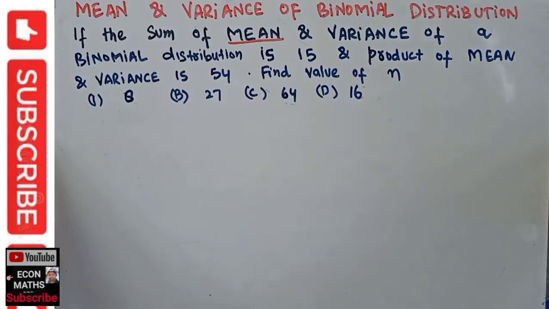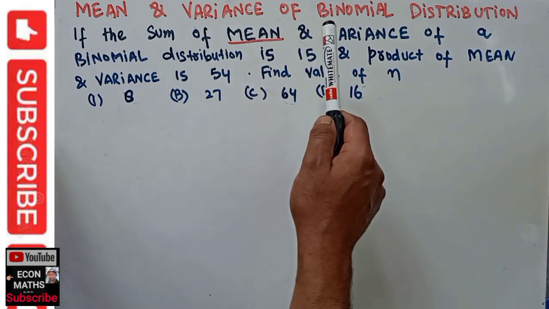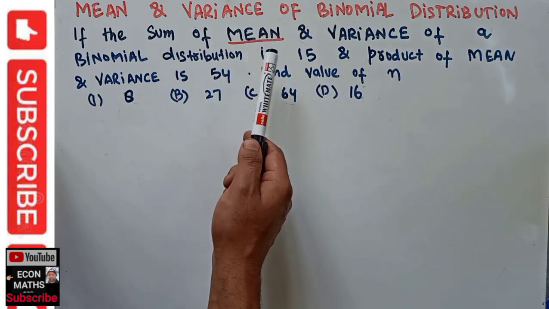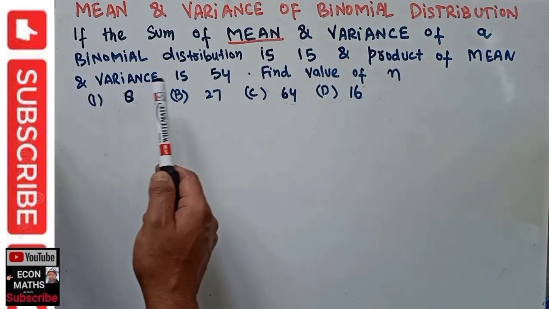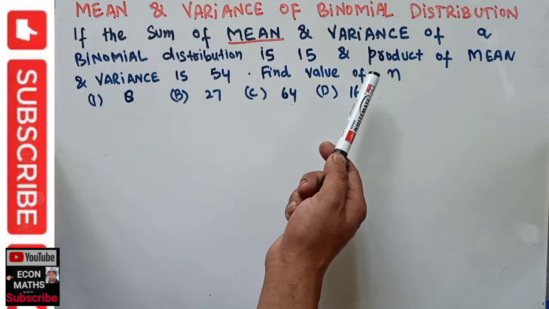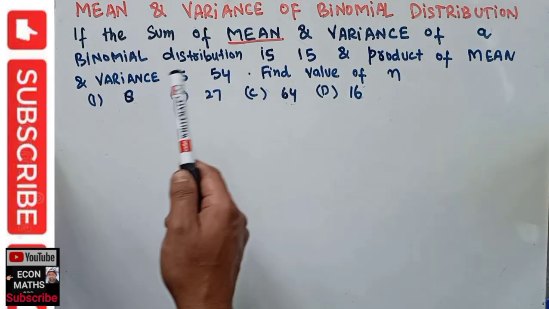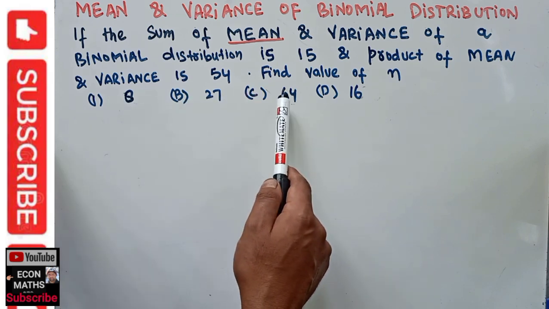In this video, we will solve a question on binomial distribution. The question is: if the sum of mean and variance of a binomial distribution is 15 and the product of mean and variance is 54, we need to find the value of n, the number of trials. The options are 8, 27, 64 or 16.